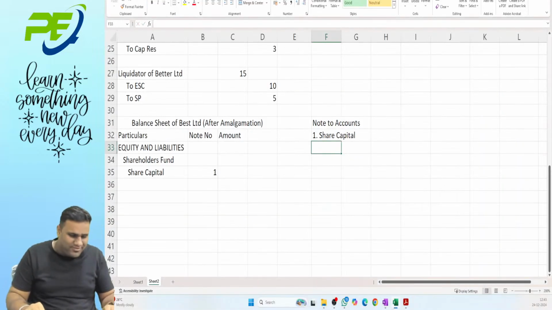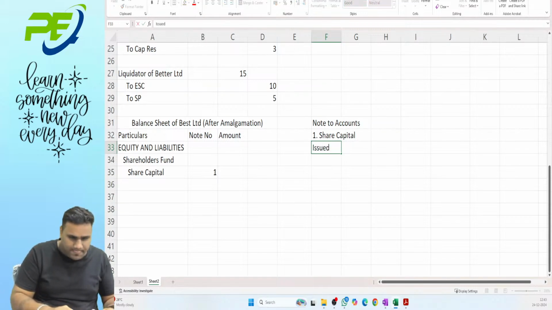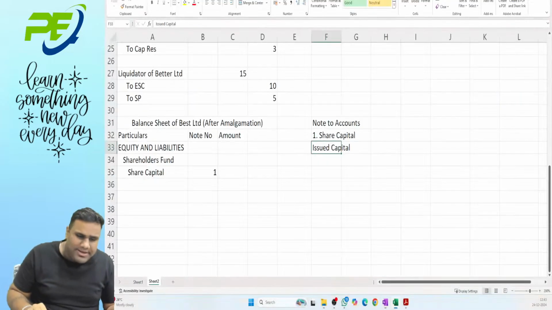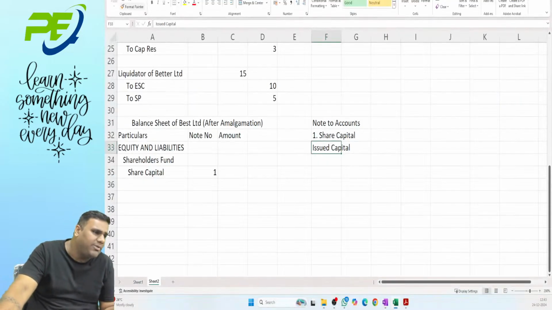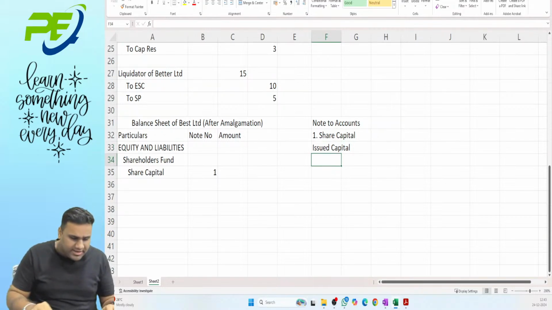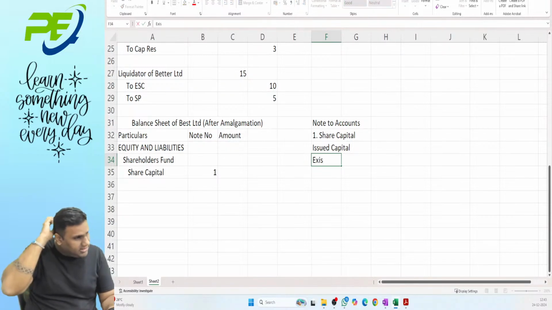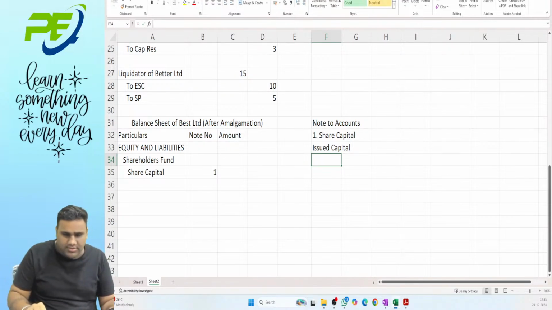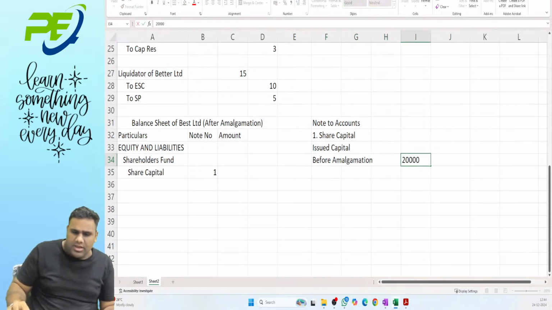Let's not write itself. Issued capital. Now issued capital, what I'll do, always I'll give the breakup very clearly. Existing will not be the right word. Before amalgamation, how much it was? 20 lakhs.